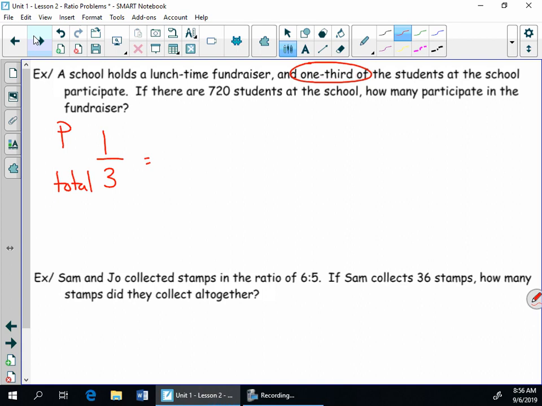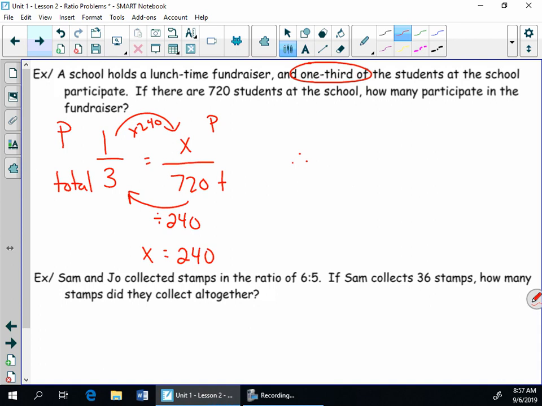If there are 720 students at the school, that would be the total. How many participate? That's what I don't know, my participation. Well, there's my ratio. I've got to turn a 3 into a 720. Ooh, big numbers. Let's go the other way. Let's divide by 240. Which means I have to multiply by 240, which is a nice one in this case, because 1 times 240 is 240.